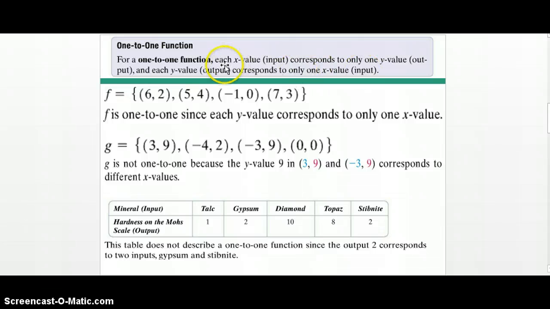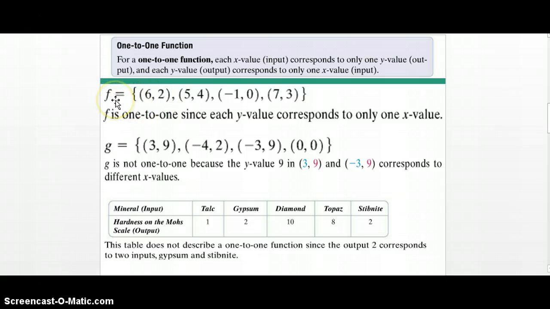It means only one x value corresponds to one y value, and one y value corresponds to one x value. The y values should not be repeated, and the x values also should not be repeated. Let us see some examples.